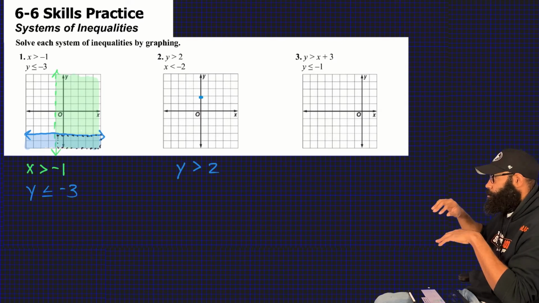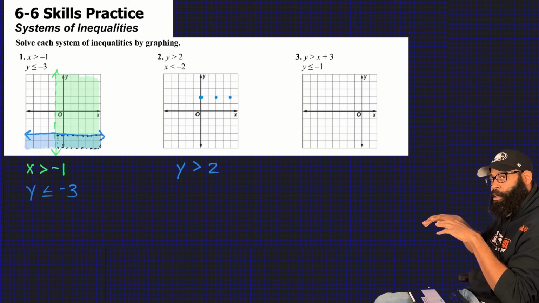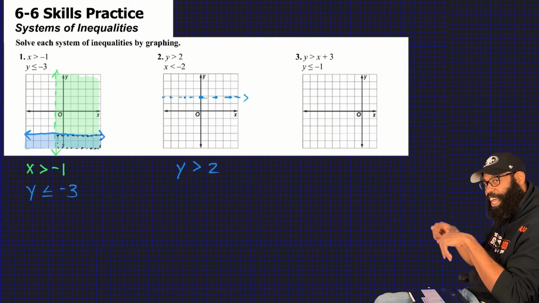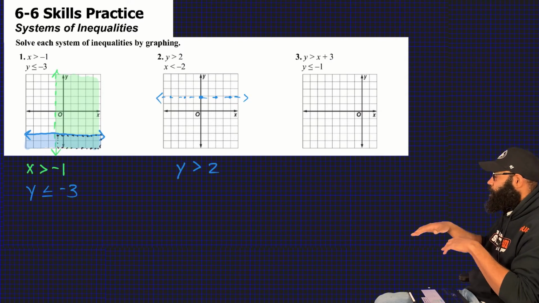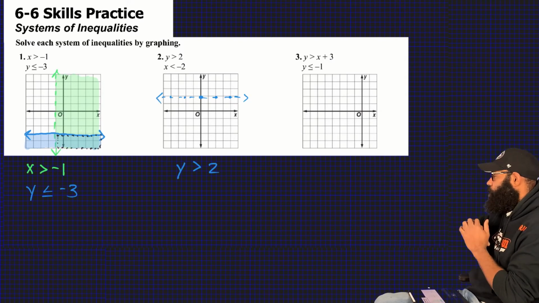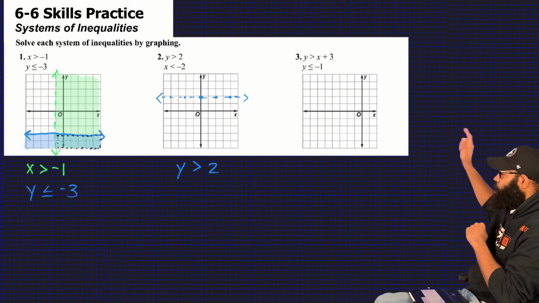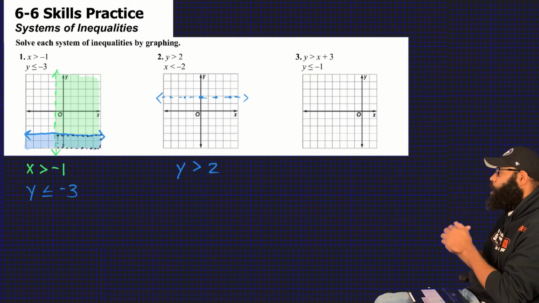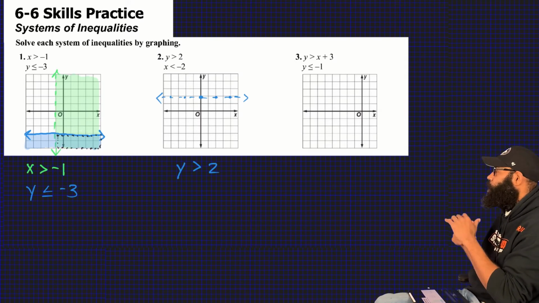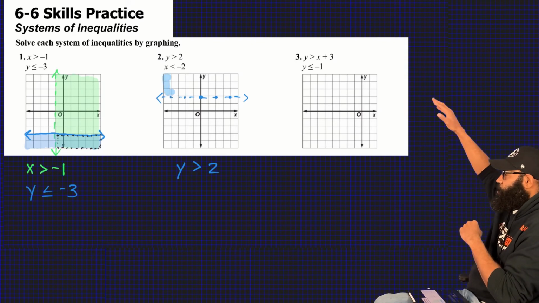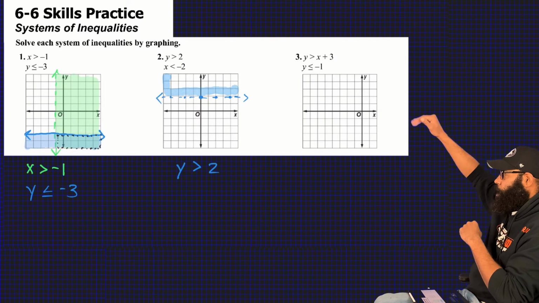So the solution is a double shaded area, and this is something we're going to be doing over and over. Double shaded area. Next, a horizontal line, because where does Y equal 2? Right there, but all the way across. Dashed line, because the inequality is not equal to. And of course, what would be greater than 2? 3, 4, 5. So we shade everything above it.